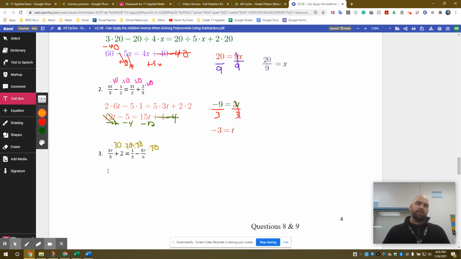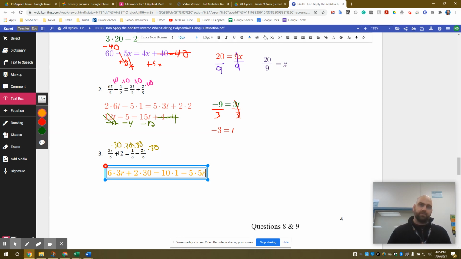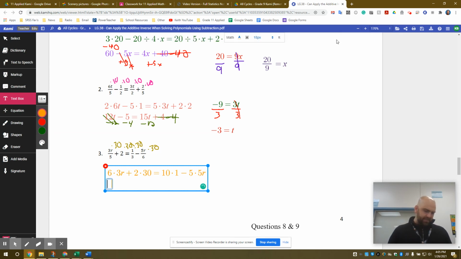So what that's going to look like here, and we'll type this out really nicely here. 30 divided by 5 is 6, so this is 6 times 3r. And then 2 times 30, and this is equal to 30 divided by 3 is 10, so it's 10 times 1. And then 30 divided by 6 is 5, so it's 5 times 5r. Let's put all those together. Let's simplify them. We have 18r plus 60 is equal to 10 minus 25r.